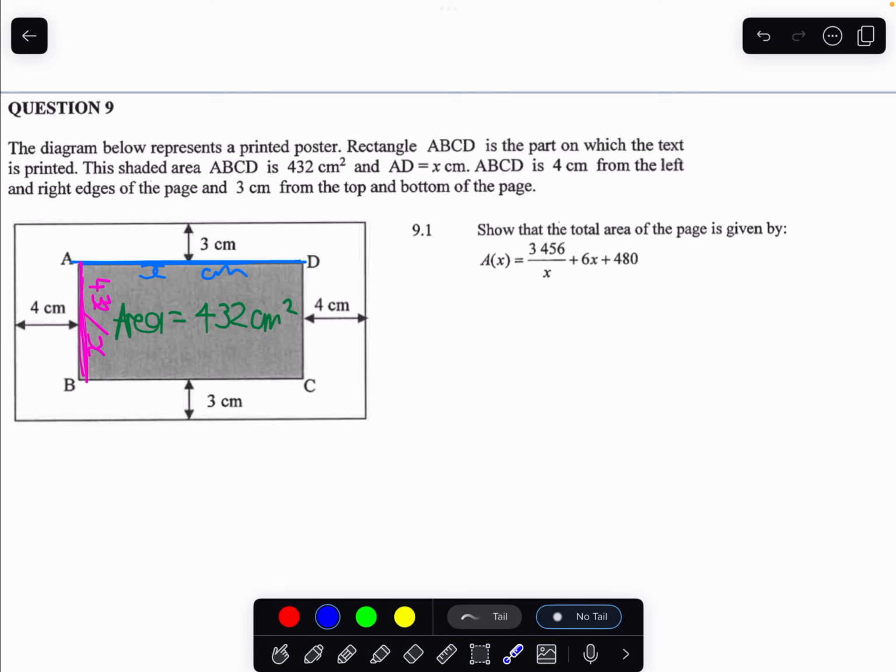Then we're told that ABCD is 4 centimeters from the left and right edges of the page and 3 centimeters from the top and the bottom of the page. First question: show that the total area of the page is given by this function.